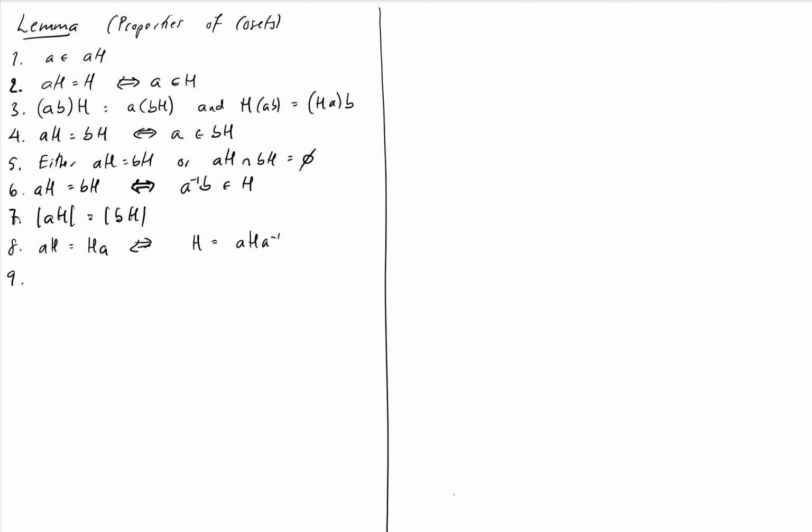Finally, AH is a subgroup of G. So notice cosets in general are not subgroups, only H itself is a subgroup. So AH is a subgroup of G if and only if A is a member of the subgroup. In which case AH would just be H by our property number 2, and therefore a subgroup of G. So the only coset that is a subgroup of the group is the actual subgroup itself. None of the other cosets are actually subgroups.